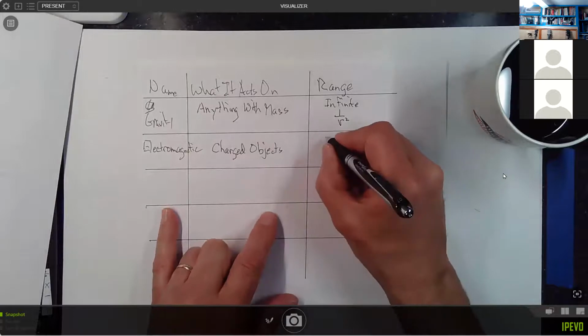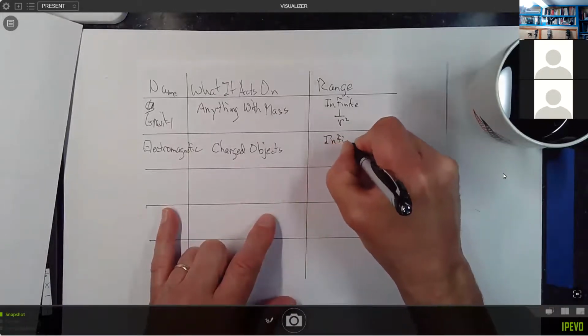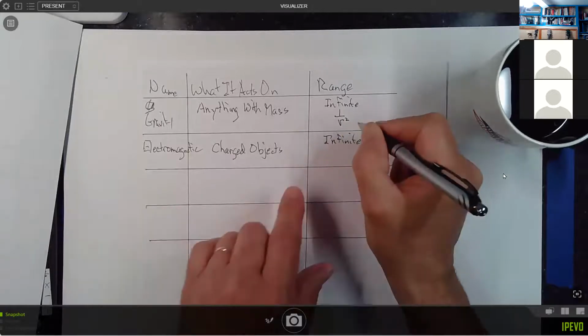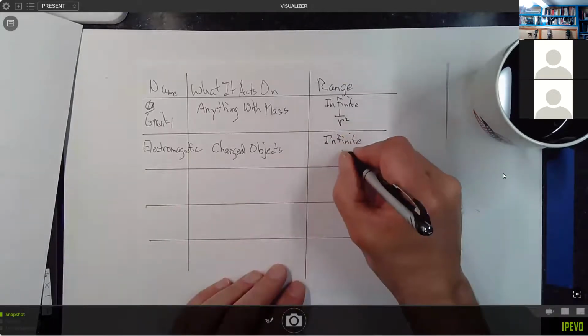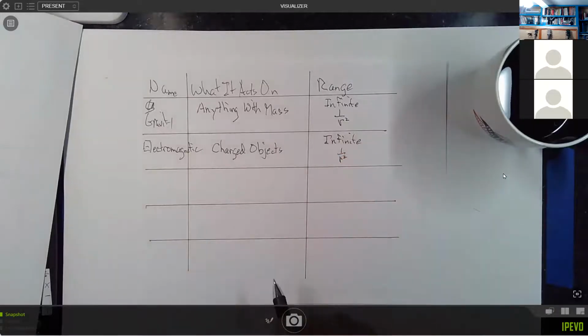And this force also has an infinite range. And it depends in the same way on distance as gravity does. It's another 1/r² force. So that's nice. Well, there's more to it.